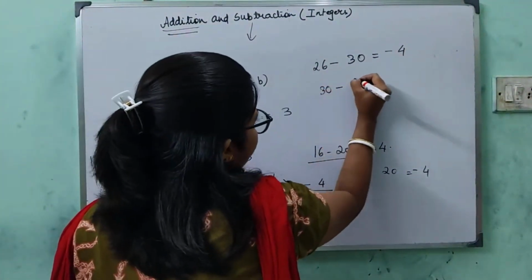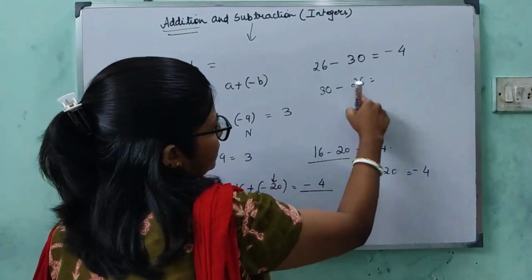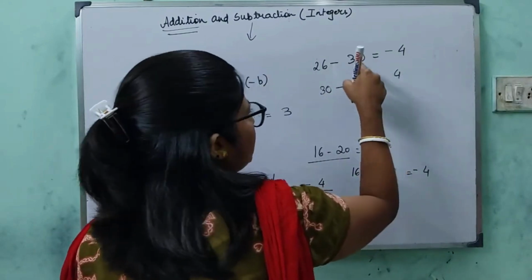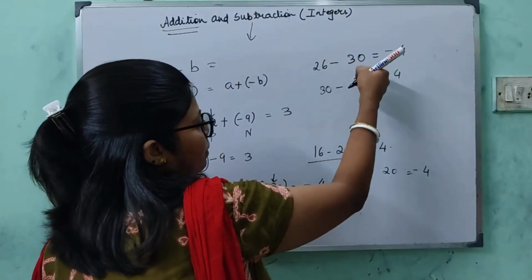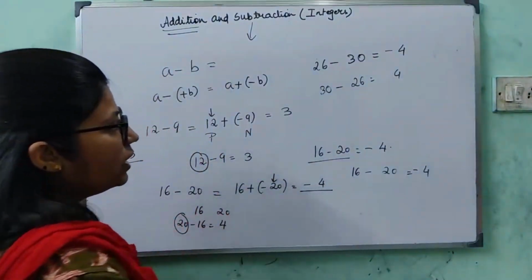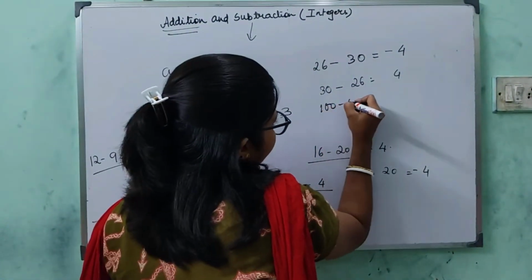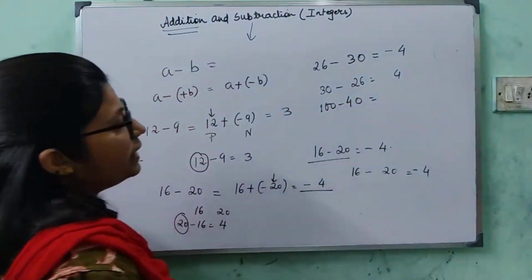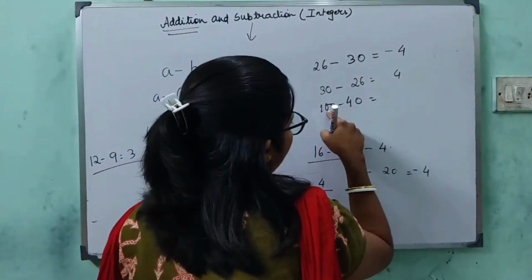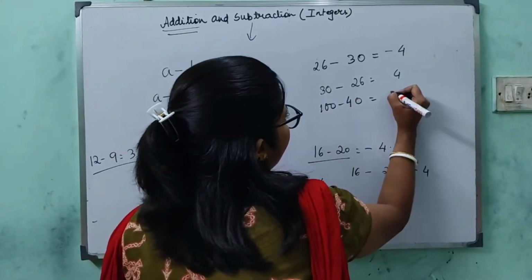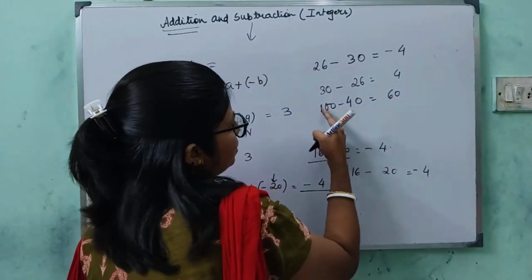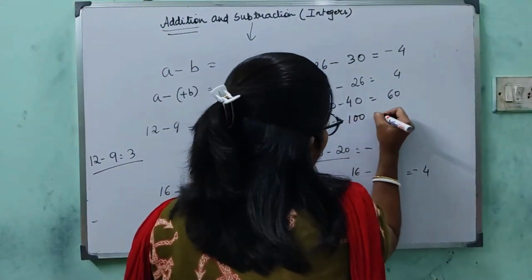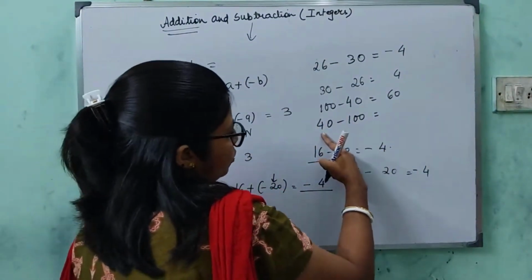If I say 30 minus 26, 30 minus 26 is your 4. Which is greater? 30 is greater. Sign before 30 is positive. So positive. Here the sign before 30 was negative. So negative 4. Okay. Similarly, if I do 100 minus 40, 100 is one number, 40 is one number. So the difference is 60. So 100 is greater, sign before 100 is positive. So positive.